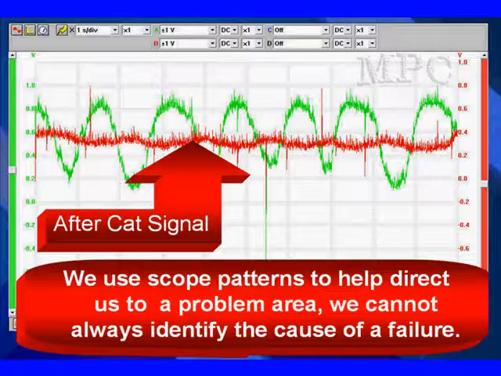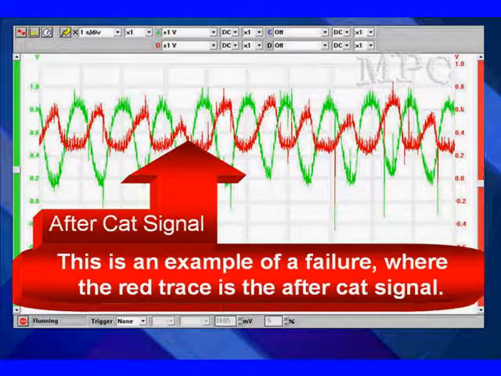Now, we use the lab scopes again to help direct us to a problem area. We're not always going to be able to identify the cause of a failure, although here it's usually pointing us toward a bad catalyst. Let's see how that looks.